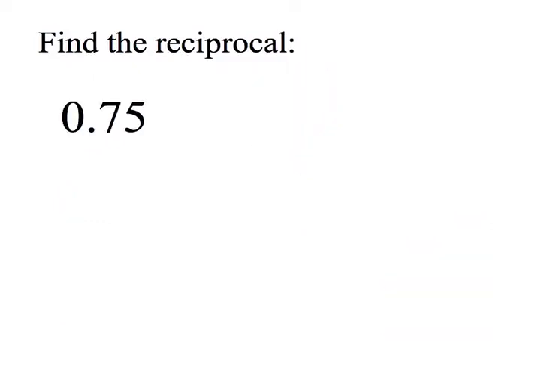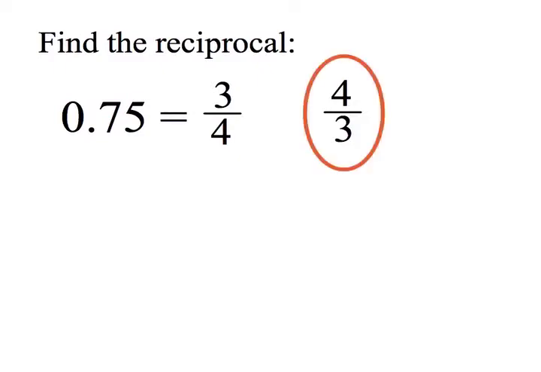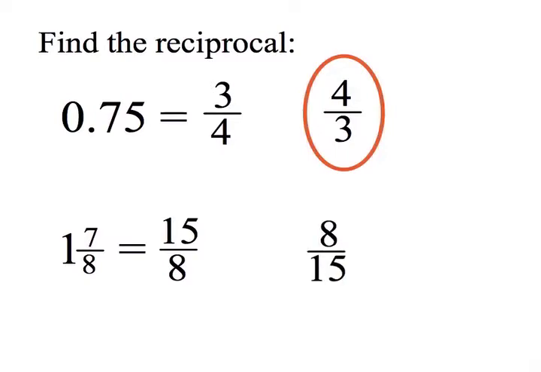Let's find the reciprocal of a decimal, 0.75. Well, that's 75/100ths, in lowest terms, 3/4. And now we reverse the numerator and denominator. Our reciprocal is 4/3. Let's try another, a mixed number, 1 7/8. Let's change it to an improper fraction. We go 8 times 1 is 8, plus 7 is 15. We get 15/8. Reverse the numerator and denominator, so the reciprocal of 1 7/8 is 8/15.